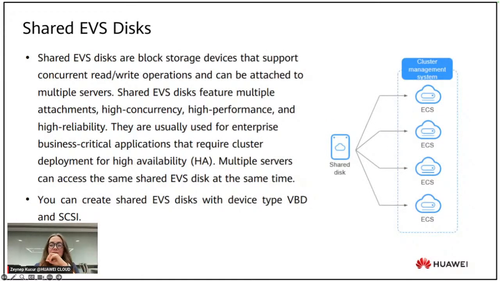And what about shared EVS disks? Shared EVS disks are block storage devices that can handle concurrent read-write operations and connect to multiple servers. They offer multiple attachments, like we see here, and high concurrency, high performance, and reliability. Usually, they're used in enterprise business critical applications that need high availability through cluster deployment. And this means multiple servers can access the same shared EVS disk at the same time. So all these ECSs are sharing one single EVS disk.